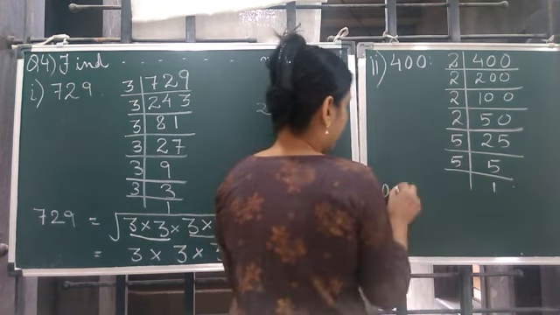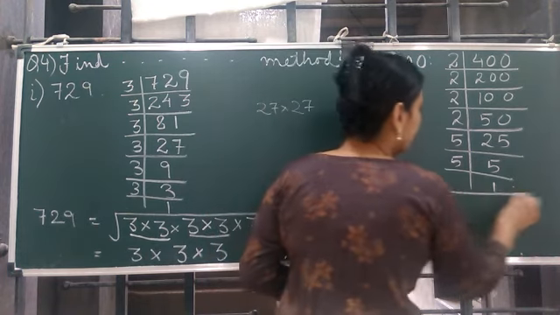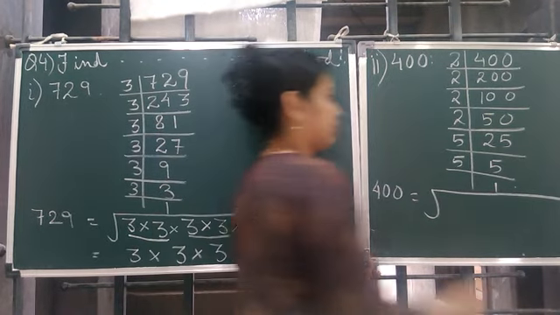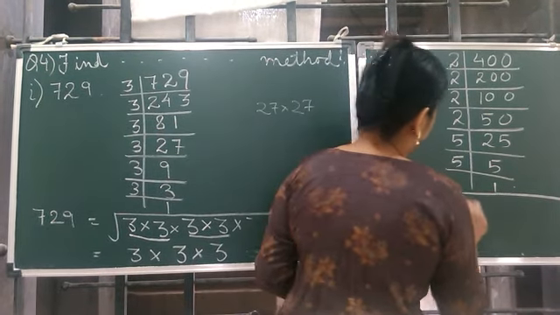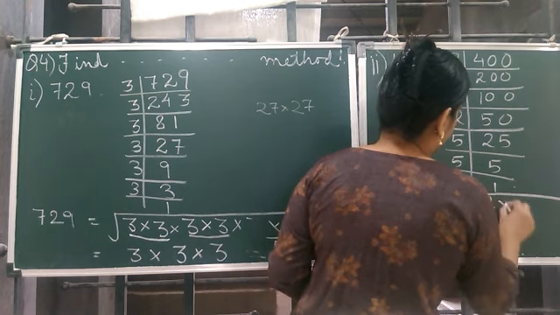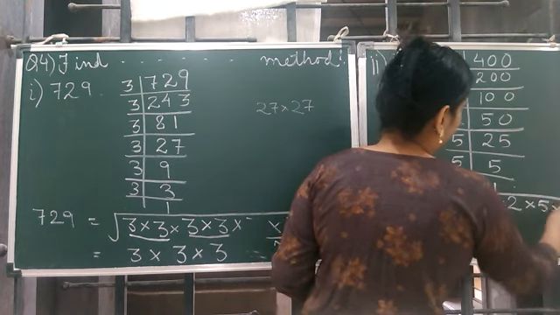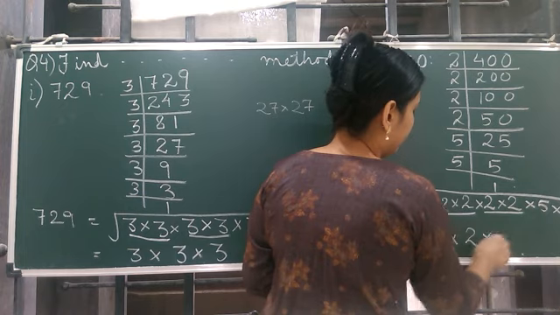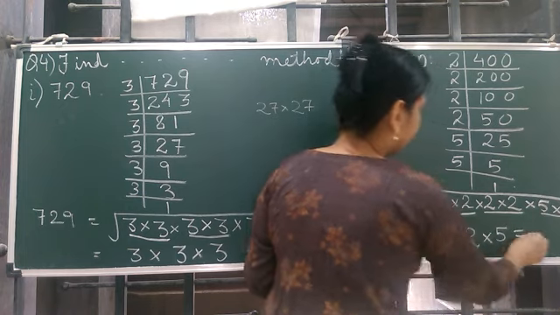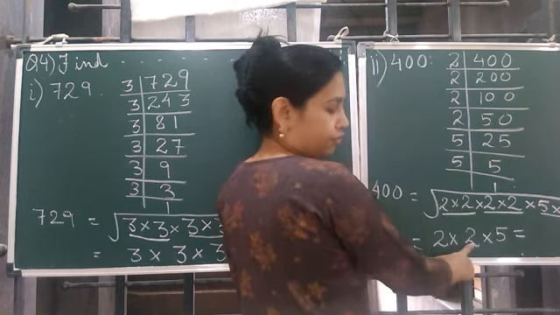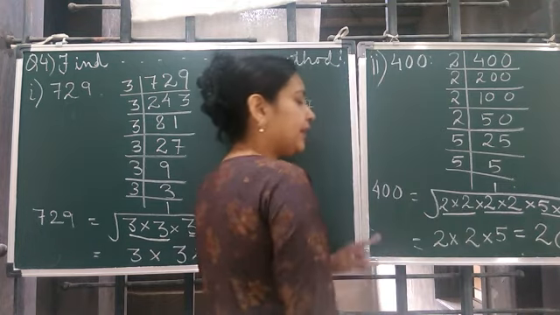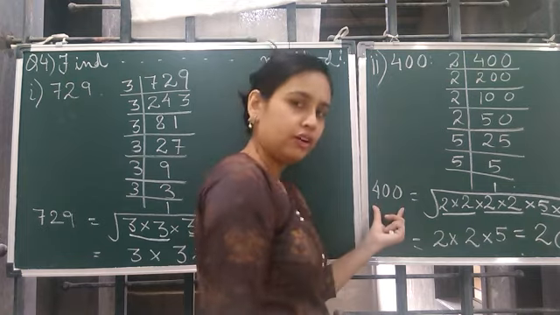So we have to find the square root. We put the root under all the factors. Pairs come out. This is one, this is another one, this is another one, so everything comes out. 2 2s are 4, 4 5s are 20. That means if you multiply 20 by 20, you will get 400.